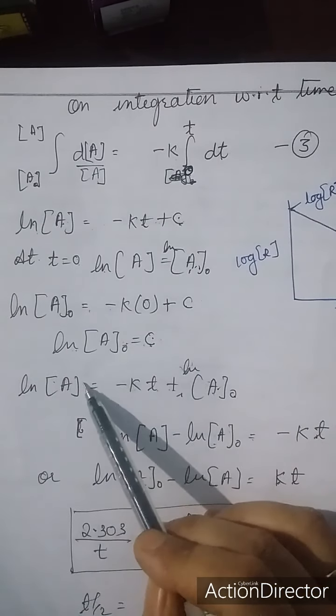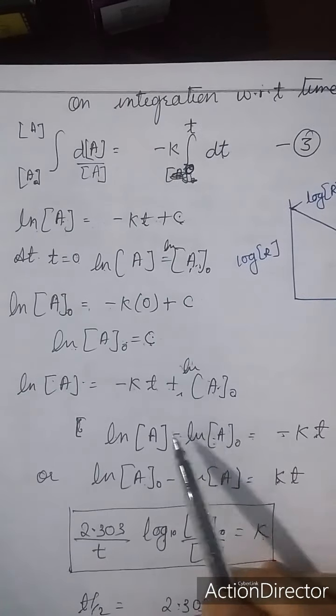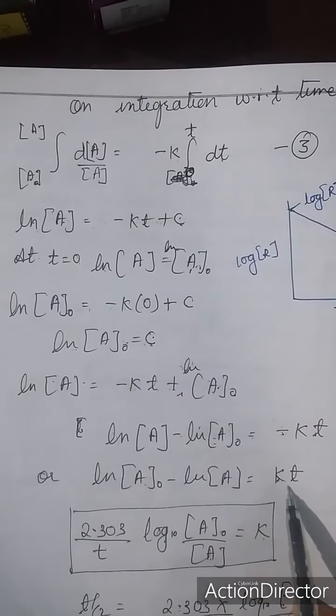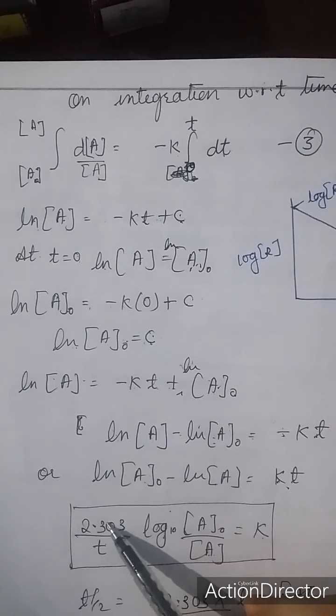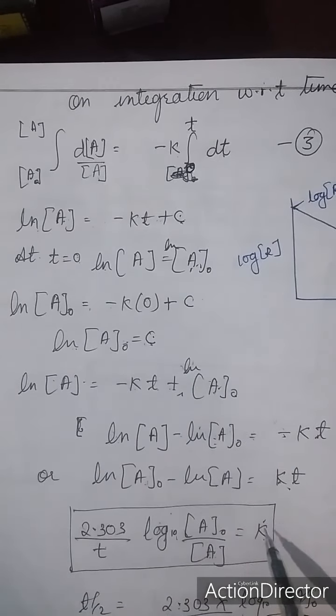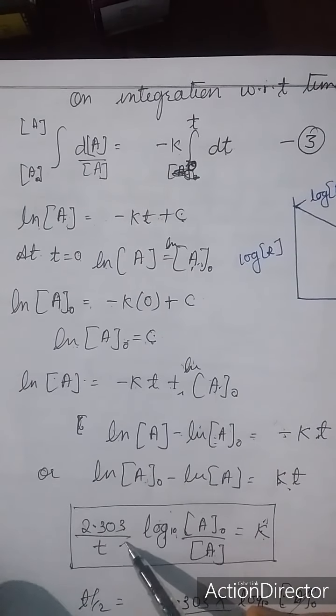So I will get natural log A is equal to minus kt plus natural log A0, or take the concentration term one side. So natural log A minus A0 is equal to minus kt, or A0 minus A, this will get cancelled, is equal to kt. Convert it into log 10. So 2.303 log10 A0 upon A is equal to kt. Now t will come here, so you will get the value of k.